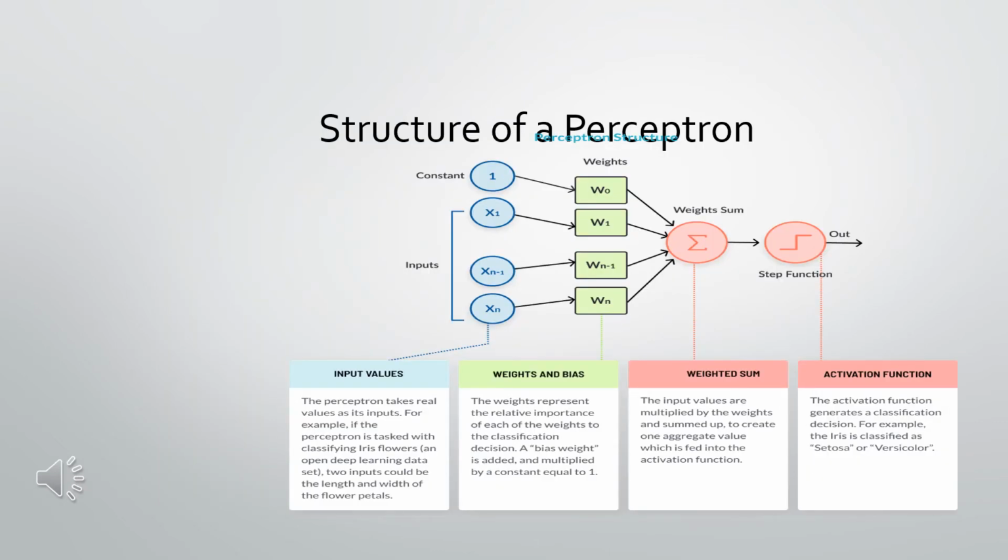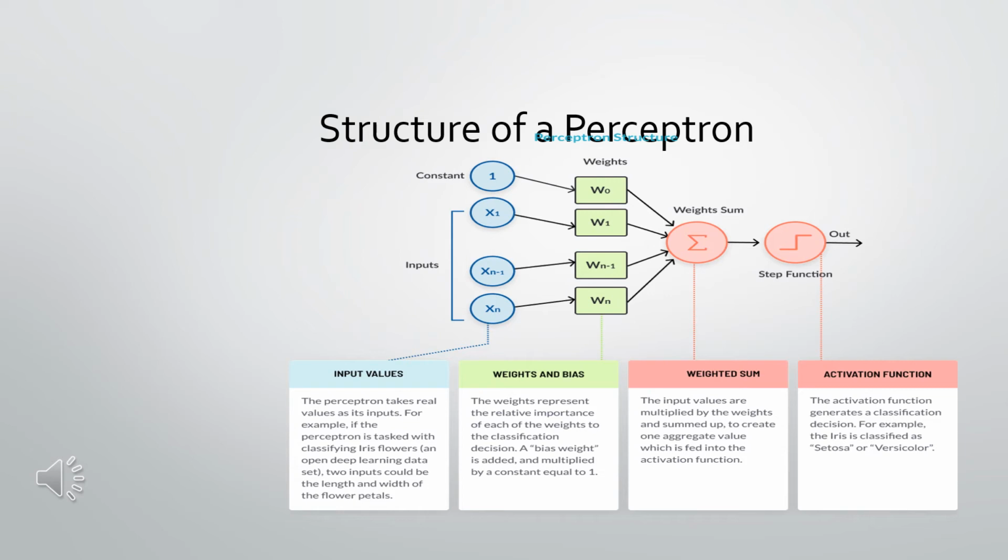Now, the structure of a perceptron. The perceptron, or neuron, in the neural network has a simple but ingenious structure. It consists of four parts as shown in our diagram. First part, that is input values. The perceptron takes real values as its input. For example, if the perceptron is tasked with classifying iris flowers in the open deep learning dataset, two inputs could be the length and width of the flower petals.